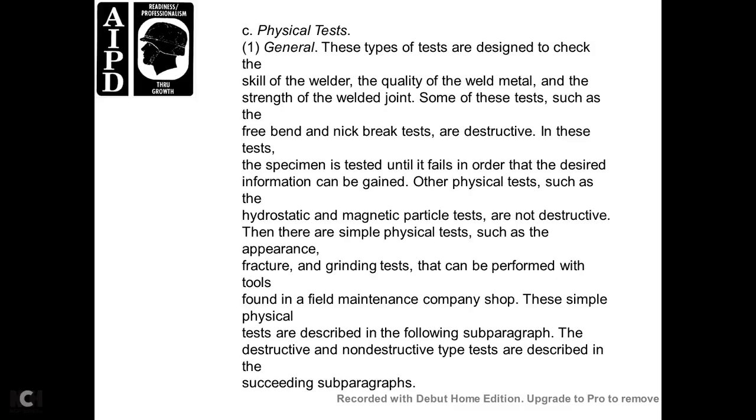1. Physical tests. Generally, this type of test is designed to check the skill of the welder, the quality of the weld metal, and the strength of the welded joint. Some of the tests, such as the free bend, the nick break test, and the tensile test, destroy the specimen until it fails in order for the desired information to be gained. Other physical tests, such as the hydrostatic, magnetic particle, and other non-destructive tests.